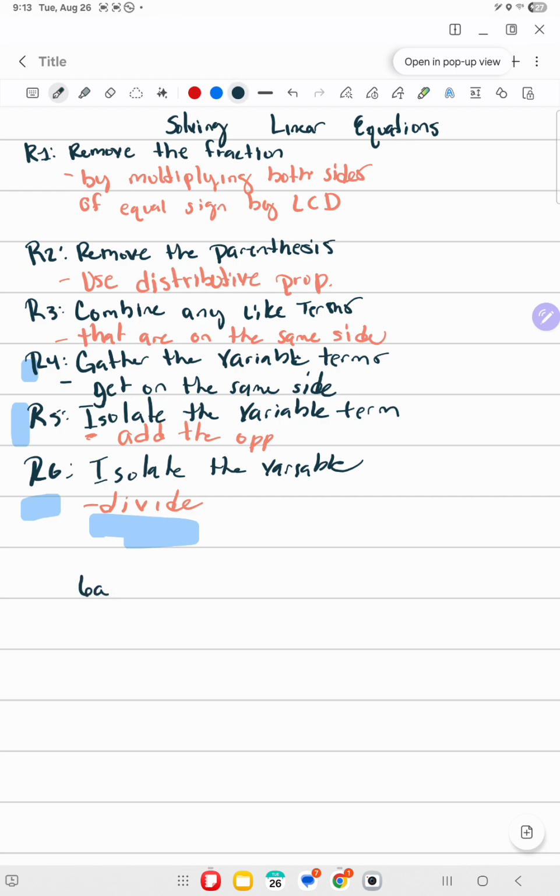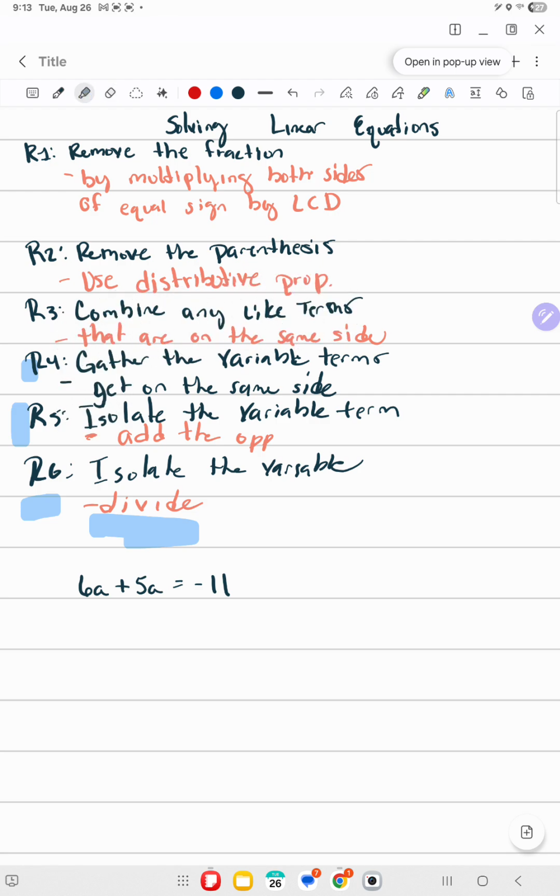6a plus 5a equals negative 11. All right, so let's go through to find out what we need to do. So I told you, none of these problems we do today will contain fractions. So let's start with rule 2. It says remove the parentheses. Guess what? No parentheses. It says combine any like terms.